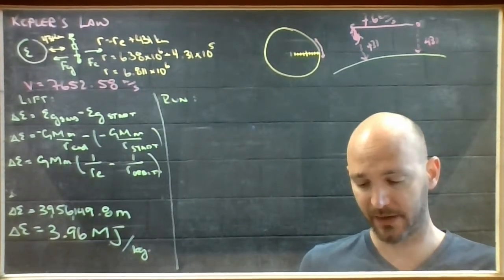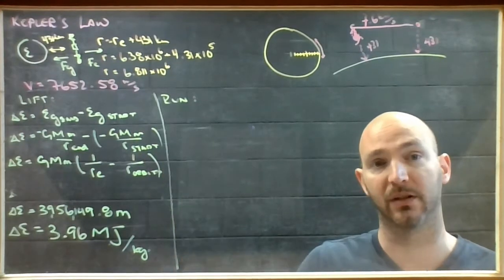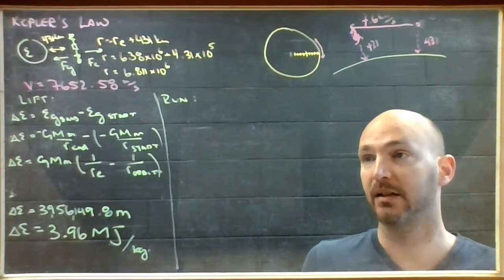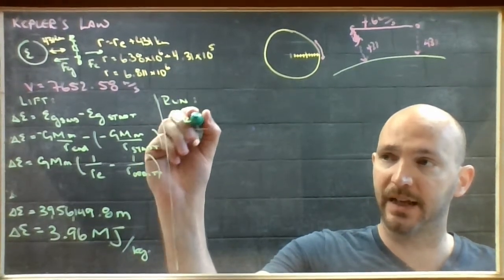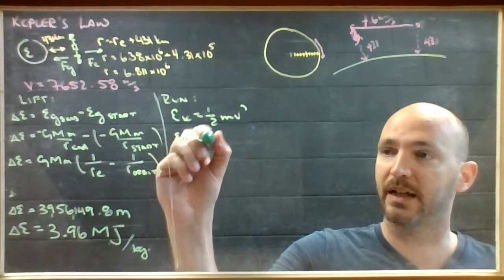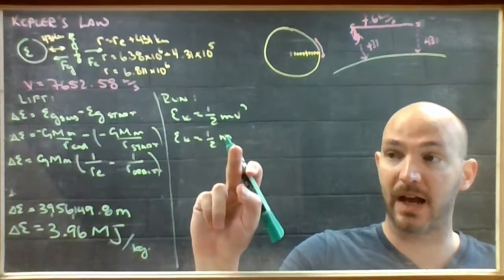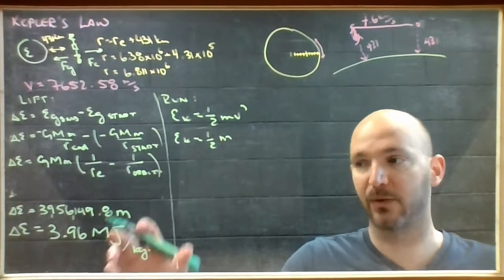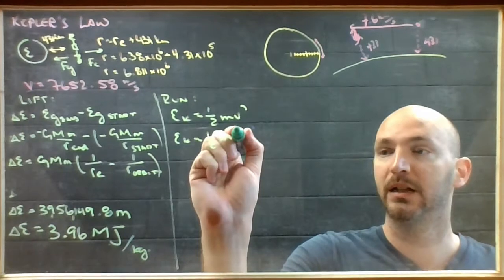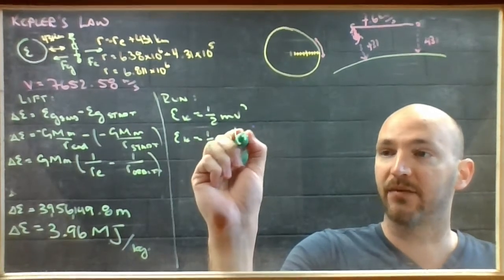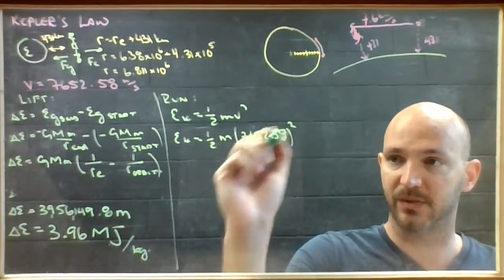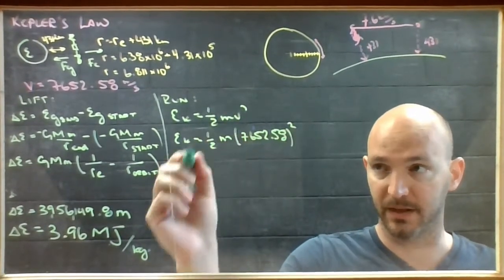So that's not enough though. I have to get this particular satellite in motion at a speed like this. So that's going to require some kinetic energy, 1/2 m v squared. So my kinetic energy would be 1/2 the mass of the thing, which I'm going to leave in general so I can end up with another number, joules per kilogram. And the speed is 7,652.58 meters per second, squared, because the speed has to be squared.